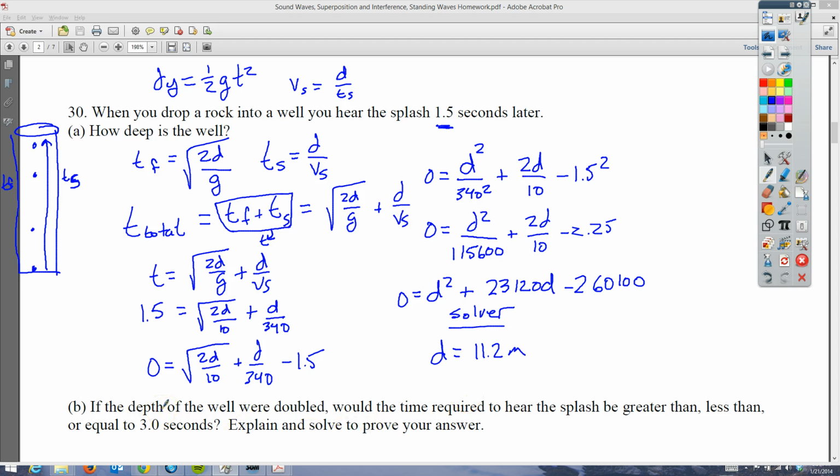If the depth of the well were doubled, they want to know would the time required to hear the splash be greater than, less than, or equal to 3 seconds. It actually would be less than 3 seconds, because although the sound travel time would double, the fall time would less than double. Okay, it's about 2.1 seconds. So if you would double that 11.2 and make it somewhere around 21 or so, you would get about 2.1 seconds. And that is the end of the next set of problems.